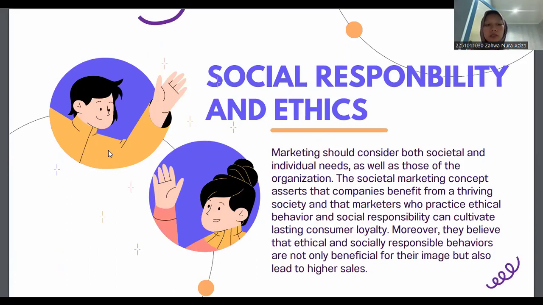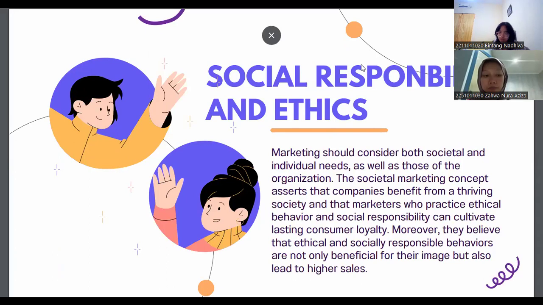Okay, so the next one is social responsibility and ethics. Marketing should consider both societal and individual needs, as well as those of the organization. The societal marketing concept asserts that companies benefit from a thriving society and that marketers who practice ethical behavior and social responsibility can cultivate lasting consumer loyalty. Moreover, they believe that ethical and socially responsible behavior is not only beneficial for their image but also leads to higher sales.